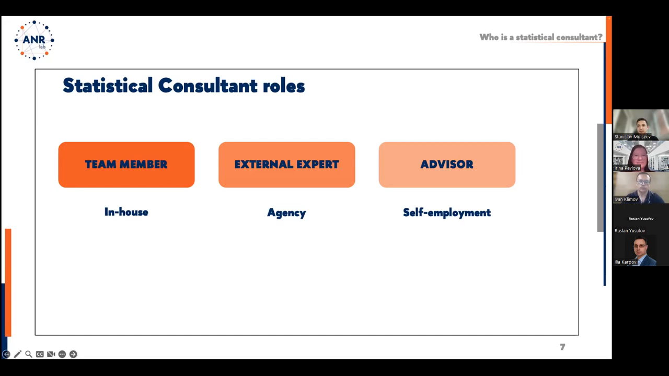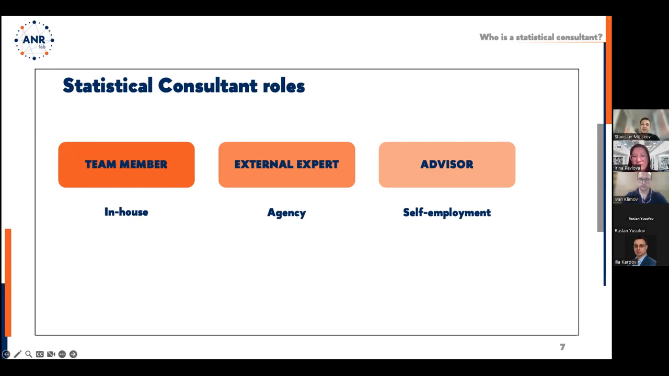And another possible situation, and actually, when we are talking about statistical consultants, most people think that this is what we are talking about. You might be just an advisor, an external person who is maybe self-employed, who is not a part of some big corporation or some agency, who just, you know, like in some famous movie, is coming to solve some problems. When the problem is solved, he or she just goes away, right? And this is also a way possible for people who finish our program to become a self-employed professional.